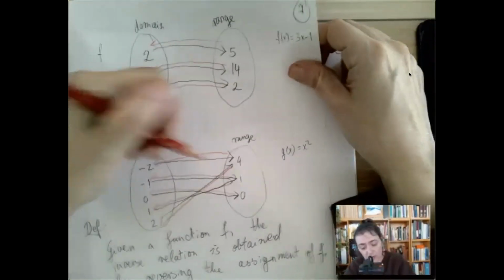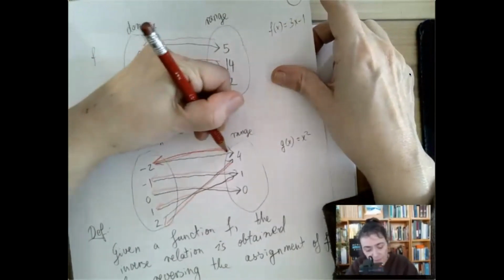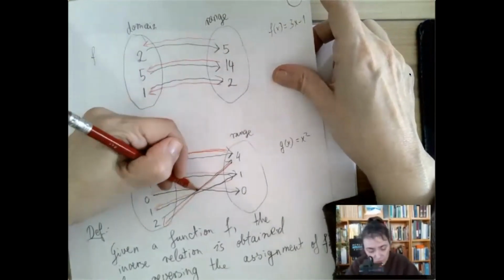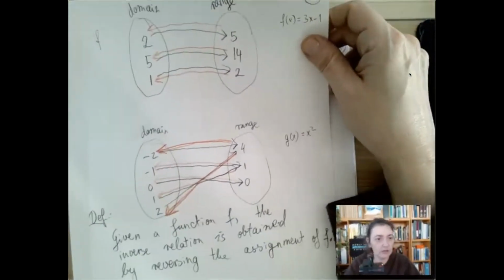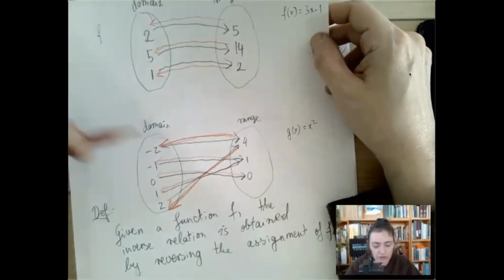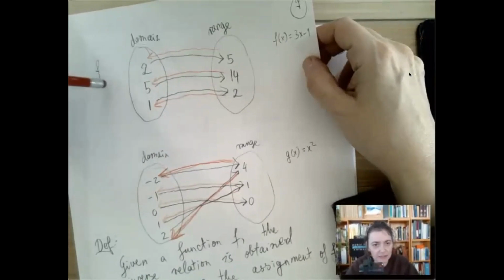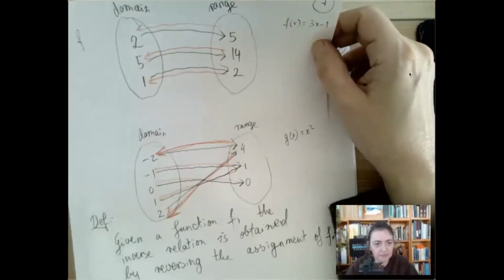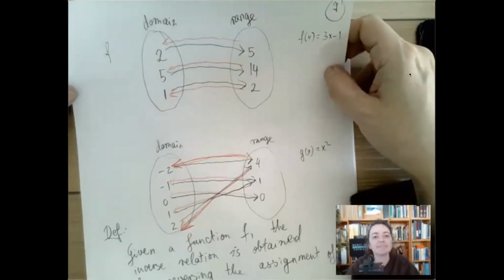But this one isn't a function because look at 4. When we reverse the assignment, 4 will point towards -2 and 2. So the inverse relation assigns both 2 and -2 to 4. Why is that? What property of the forward function does this? Why does this not happen here? Why does it happen here? Because the first one is a one-to-one function.